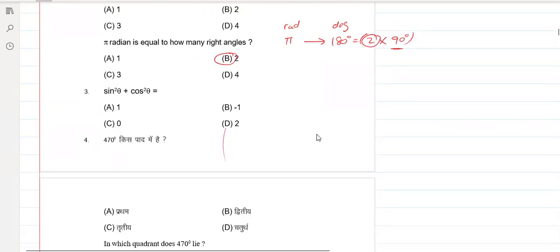Question 3. Right, so question number 3. Sine squared theta plus cos squared theta is a theoretical question that is equal to 1.